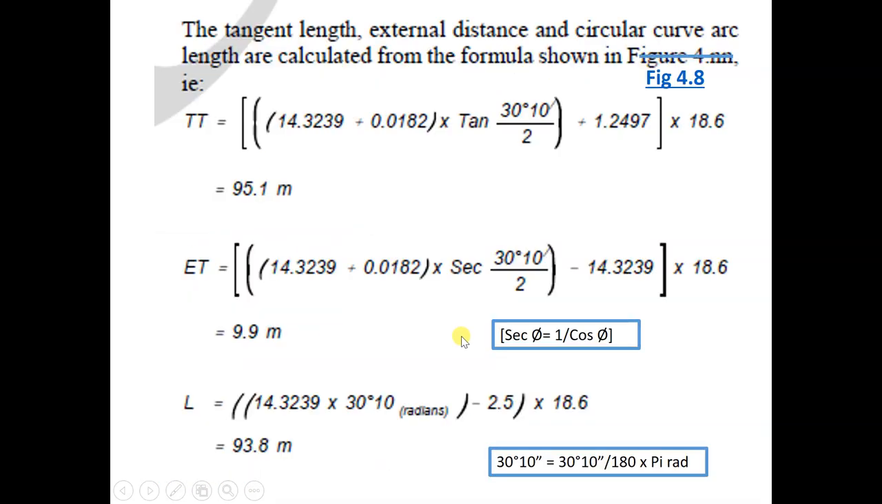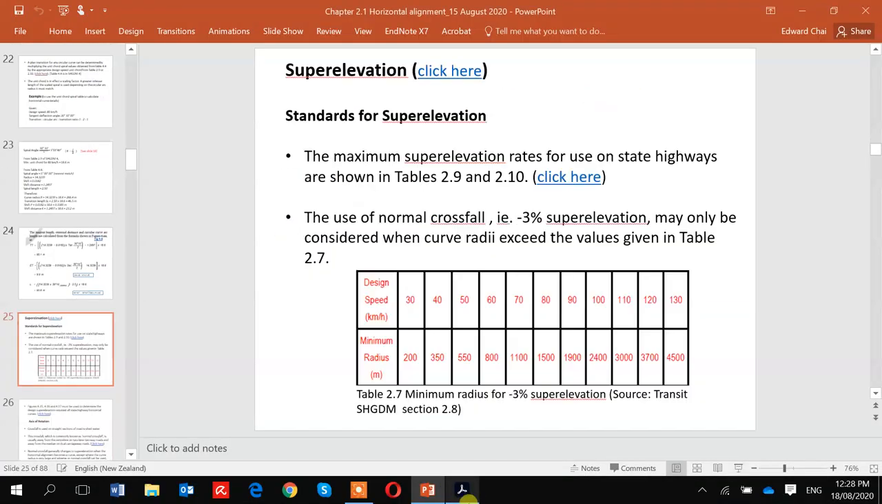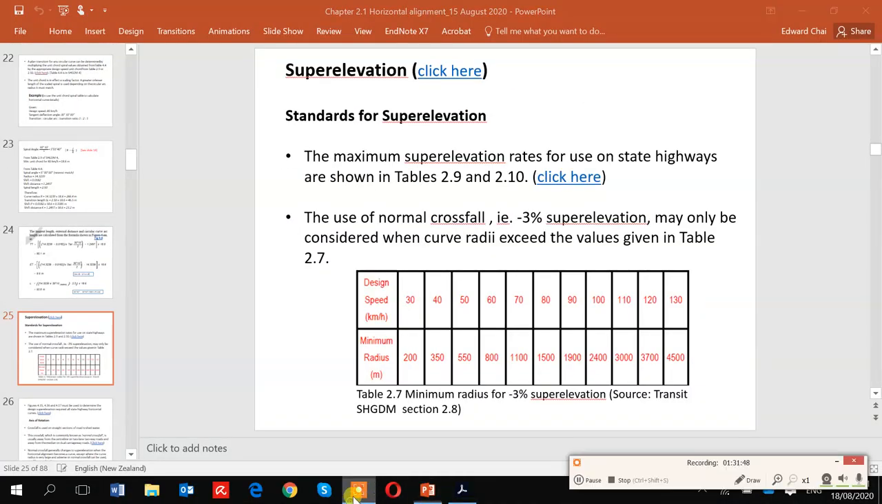Okay. I think I stop here. For the first part of this on horizontal alignment, I will continue the next part later on.